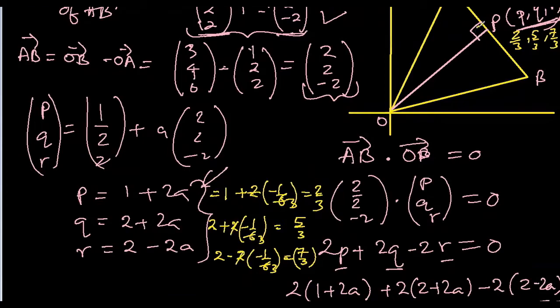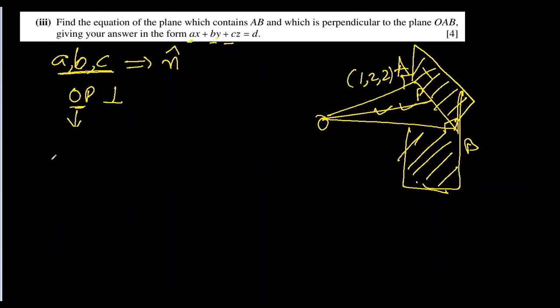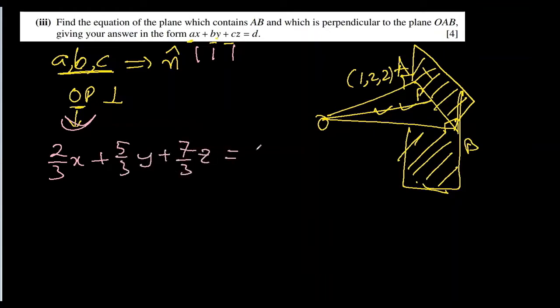If this OP is perpendicular to AB and AB is on the plane, that means OP is perpendicular to the plane also, right? So that's what we will do now, which means we can use this vector OP as A, B, and C in this equation. Let's use it. 2 over 3x plus 5 over 3y plus 7 over 3z equal to D.